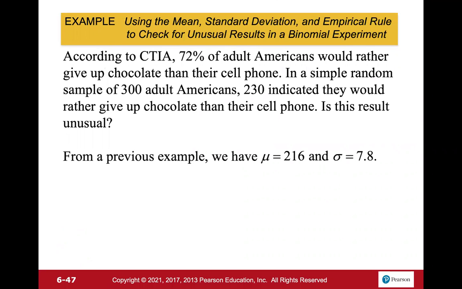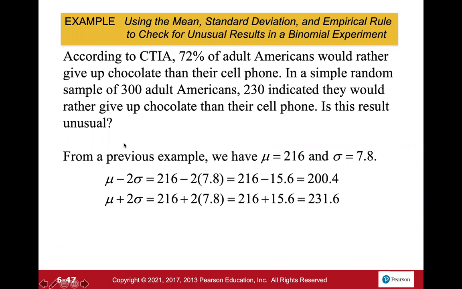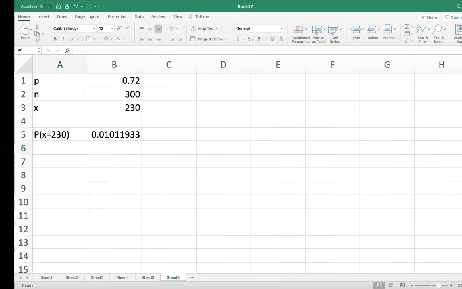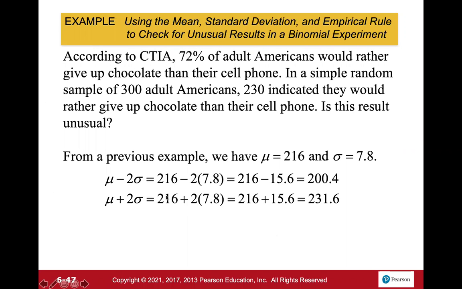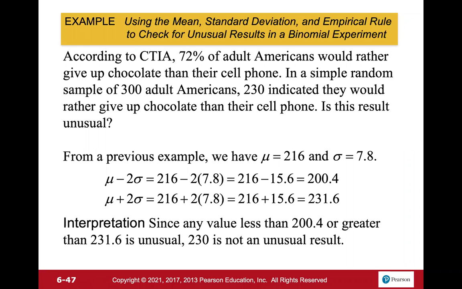So from a previous example, we have the mean equaling 216 and the standard deviation being 7.8. So if we look at this distribution, so plus or minus 200. So they kind of took it a different route than what I'm taking. Us looking at this value here, this value seems small, but we're looking at 300 different possibilities. So it's not that rare. What they're doing is they're counting on the Z-score, which you're going to see in the chapters to come, but they're kind of taking that empirical rule approach. So since any value less than 200 or greater than 231 is unusual, 230 is not unusual. So they're kind of seeing it in a different way.